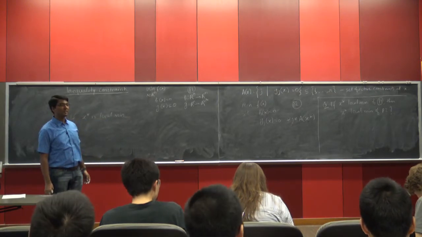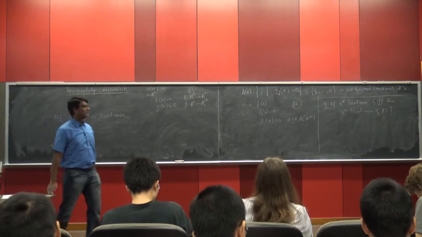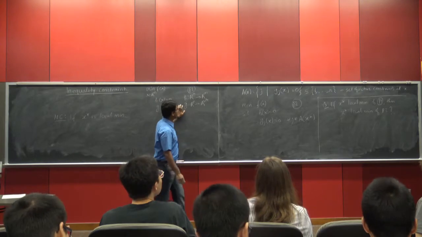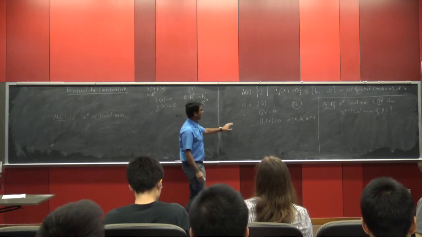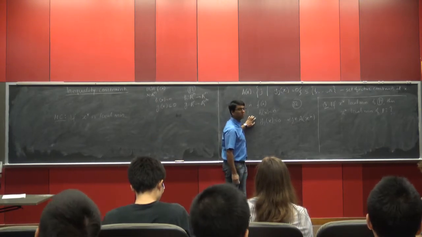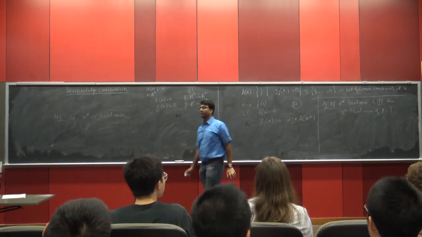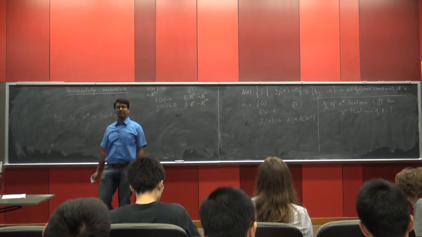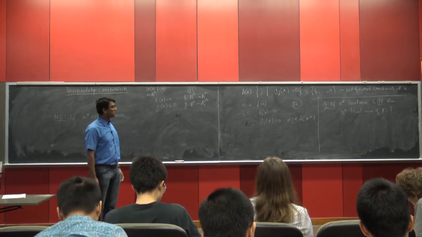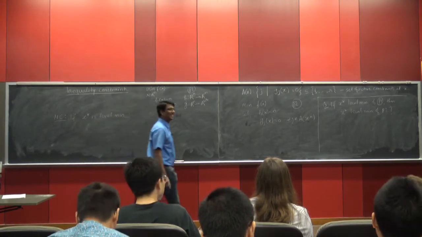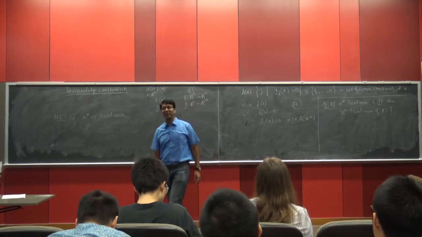Views, questions, comments. So if x star is a local minimum to this problem, would x star be a local minimum to this problem? No thoughts, no views, no comments? Not necessarily. Not necessarily? Why?